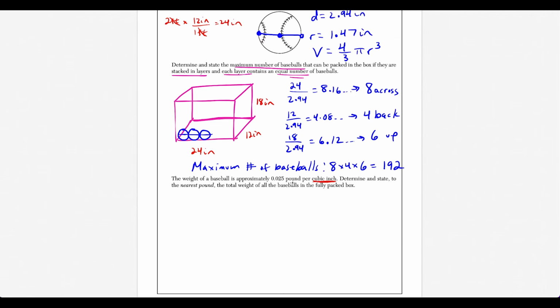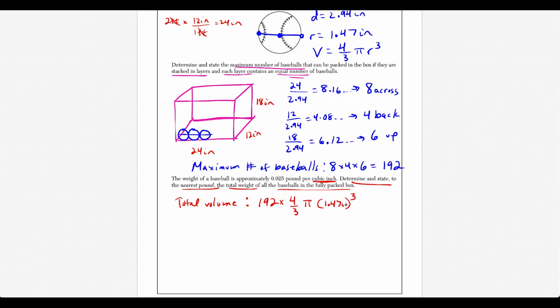For the last part here, we're told the density of the baseballs in pounds per cubic inch, and we need to determine and state to the nearest pound the total weight of all the baseballs in the fully packed box. So because there's a unit of cubic inches here, what we need to do is find the volume of all the baseballs. So the total volume of the baseballs is going to be 192 times. Since there's 192 baseballs, we're going to multiply 192 by the volume of one baseball. And the volume of one baseball is 4/3 pi, and then we have the radius being cubed here. And the radius, remember, was 1.47 inches.